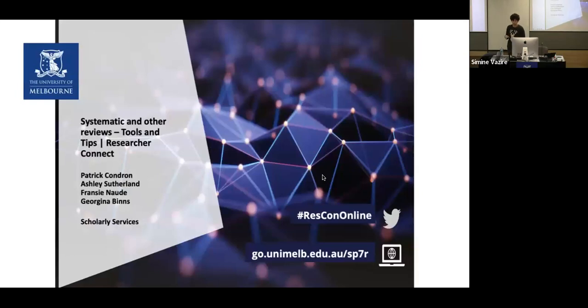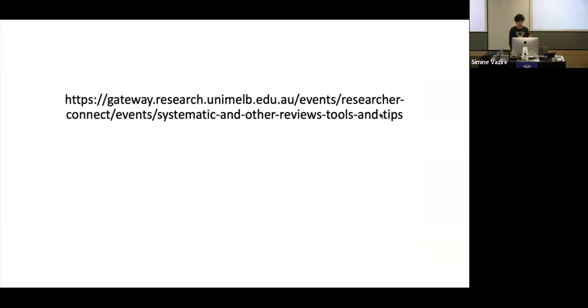For this first part on searching the literature, I'm going to use some slides from the UniMelb website. I think it's the libraries that put these together on how to do systematic reviews and other kinds of reviews, tools and tips for researchers. This is the website where you can find more. I used some of their slides, not all of them, and I modified some, so you'll see some differences. But if you want to see the full presentation, it's there.